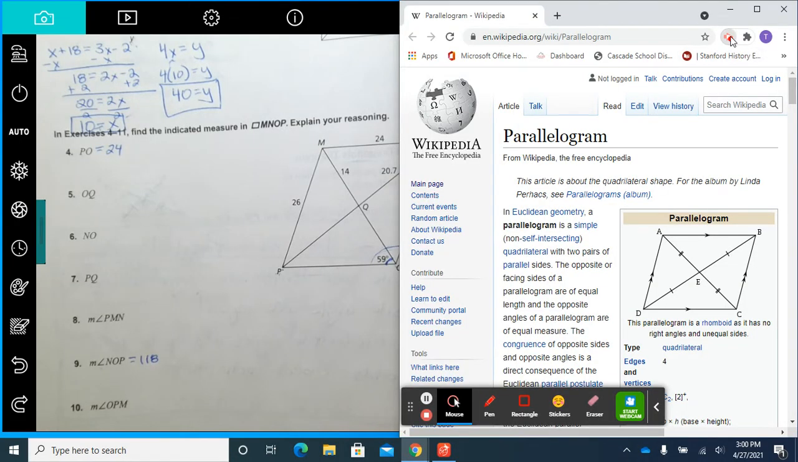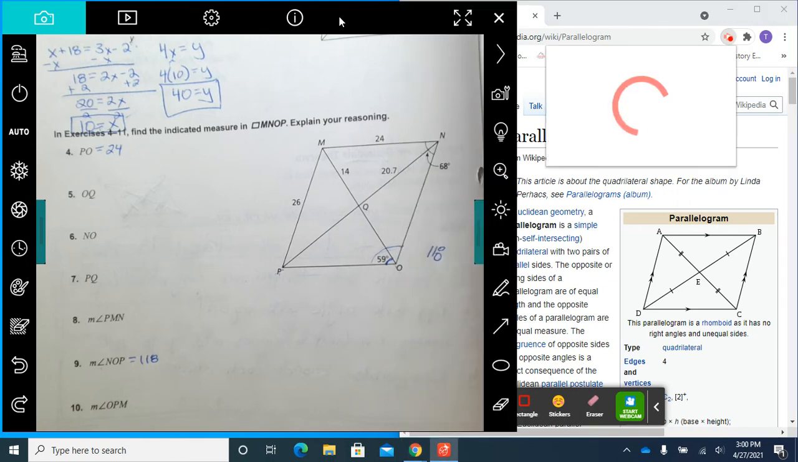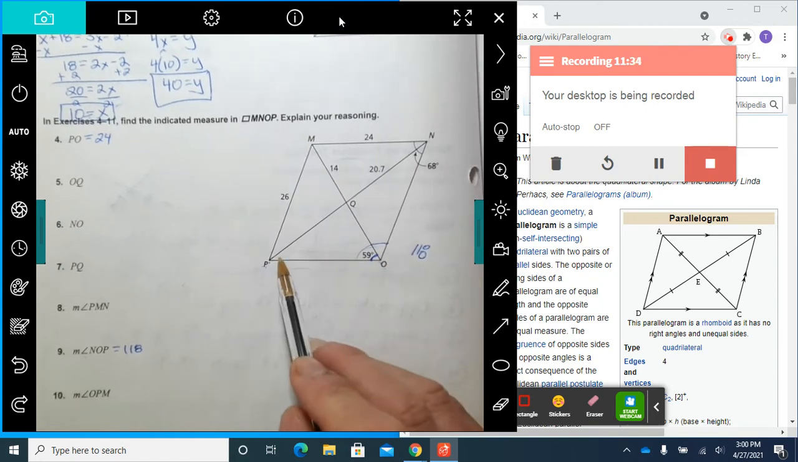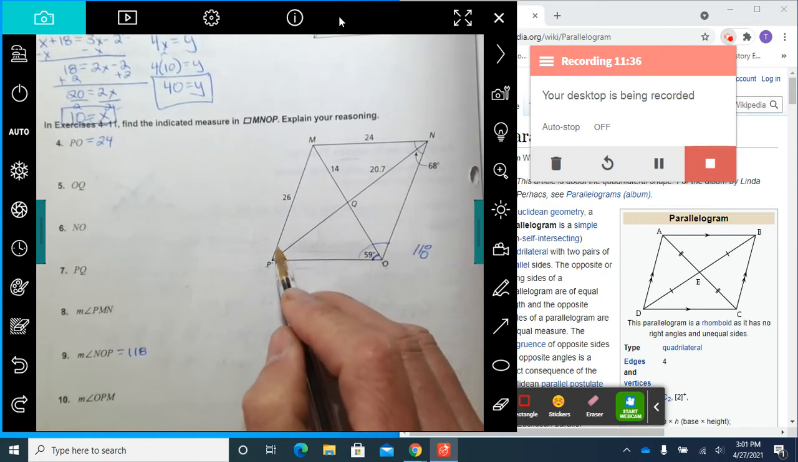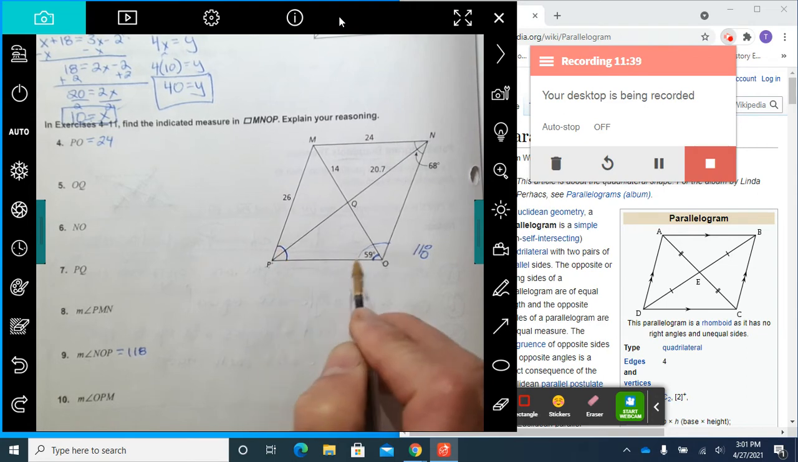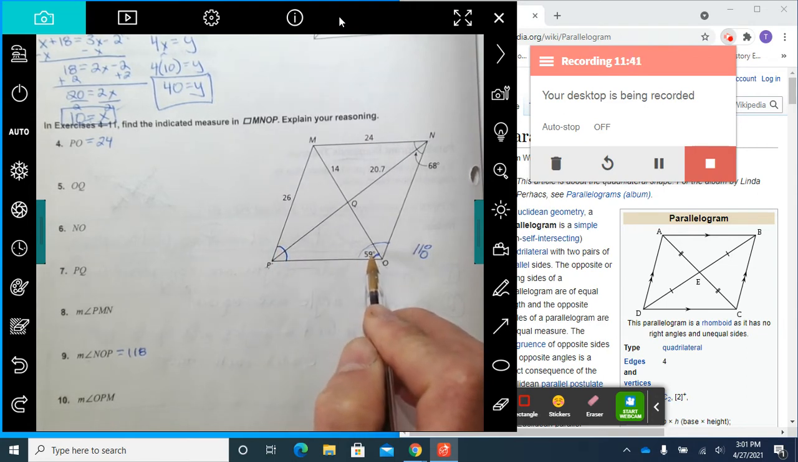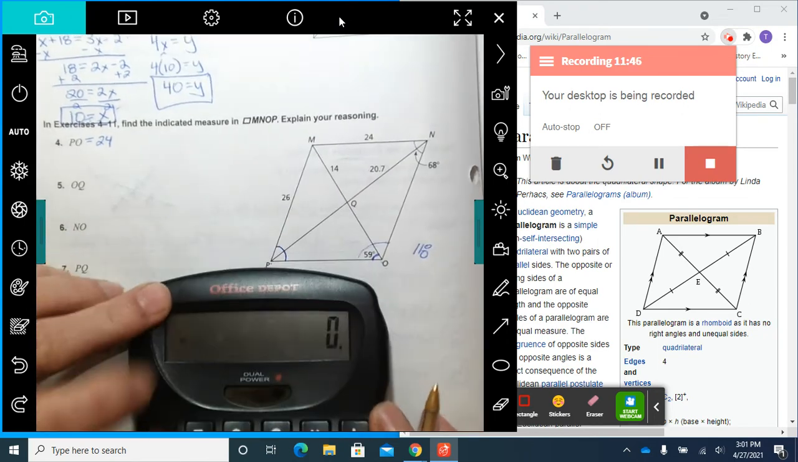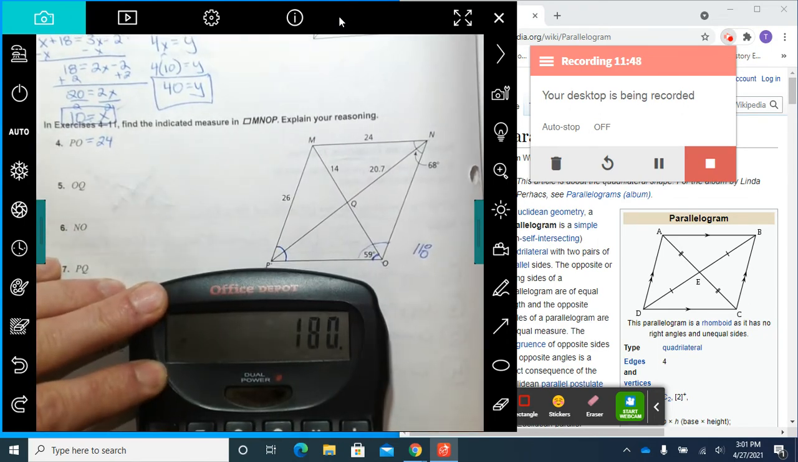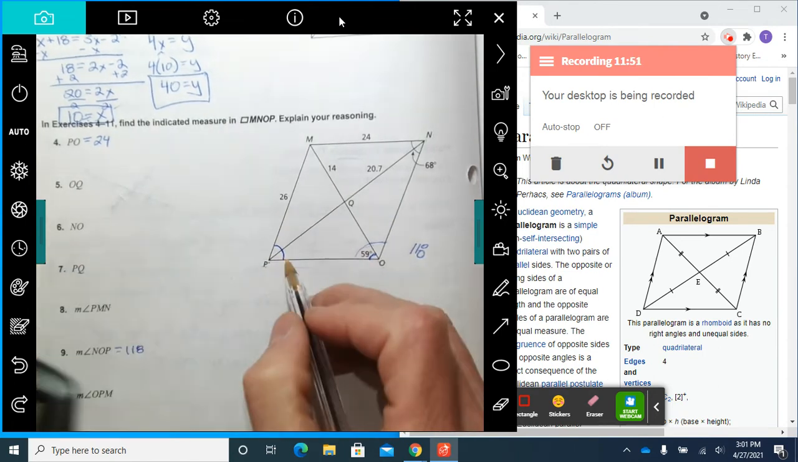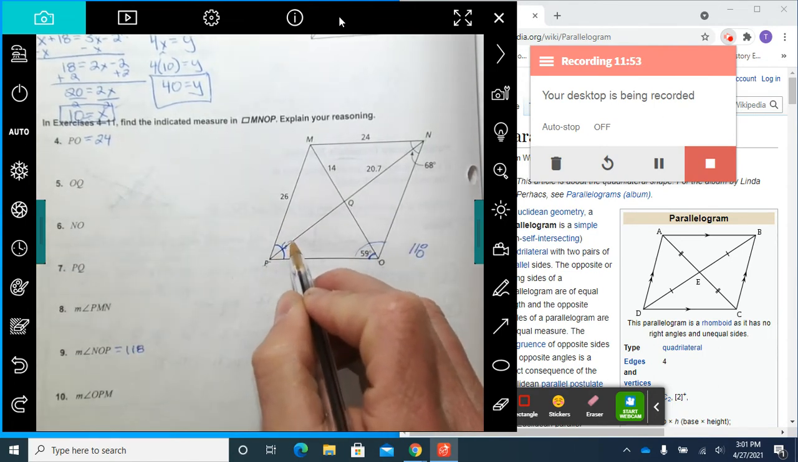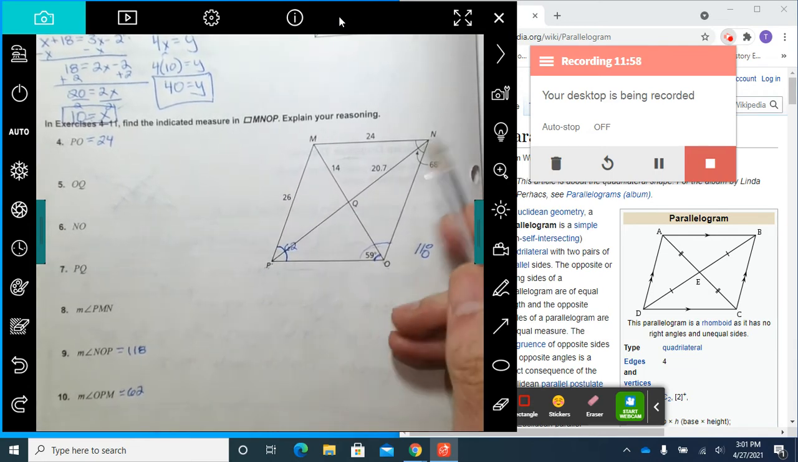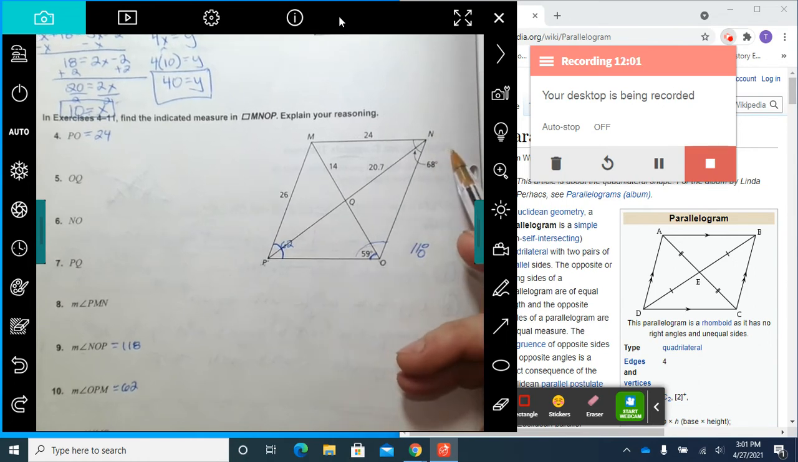Should we do one more? I can't end on a note like that. Let's look at another angle. OPM. So this angle right here. This angle is 118. This angle is 118. Then we subtract 118 from 180. 180 minus 118 gives me 62. So this angle should be 62. But opposite angles are supposed to be equal.